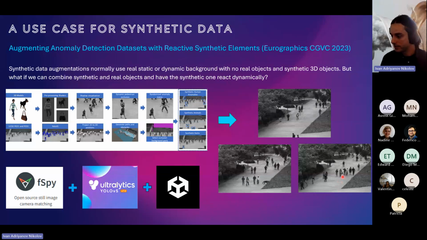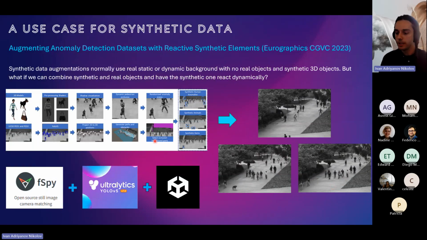In the case here, we can add a synthetic bag to a person that's walking and the bag is being dropped and then another person kicks it. So we could get this kind of nice combination of real and synthetic data so we can bridge the gap between the two.